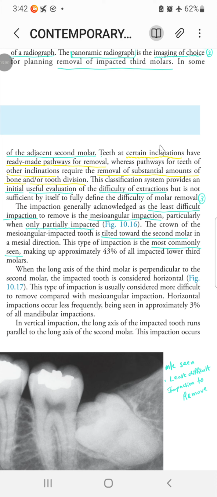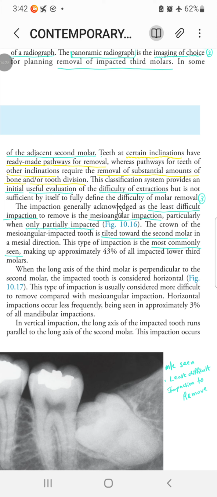Teeth at certain inclinations have ready-made pathways for removal, whereas pathways for teeth of other inclinations require the removal of substantial amounts of bone and/or tooth division or sectioning. This classification system provides an initial useful evaluation of the difficulty of extraction, but is not sufficient by itself to fully define the difficulty of molar removal.